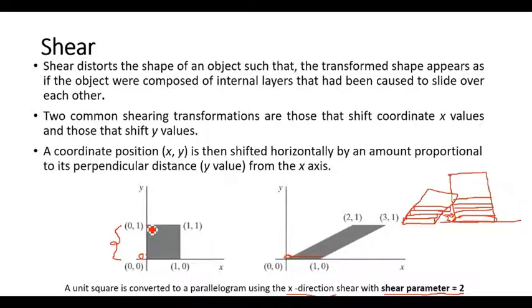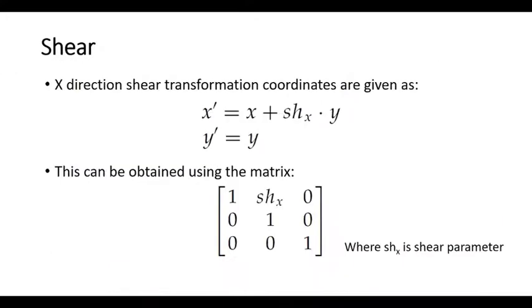So this layer moves the most. If you see, this layer has moved the most actually. Here the x value was 0, but here the x value became 2. The y value is not changed. The y values of all the points still remain the same. Only the x values are changing with the sliding effect. So we'll see the formula for how this takes place.